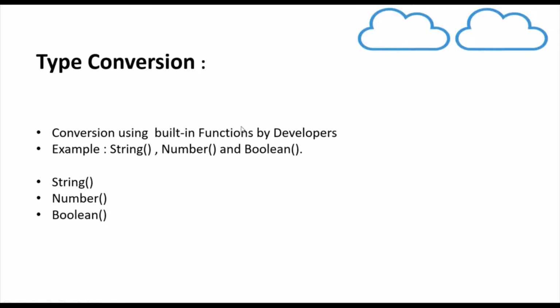So whenever a JavaScript developer is working on a particular code, there may be a scenario where he or she wants to convert a value from one data type to another. Okay, and that can be achieved using some built-in functions present in JavaScript. So for example, we have the String function to convert any data type into string. Then we have the Number function for converting values from different data types into number, and then we have the Boolean function. Okay, so let's look into this in VS Code and let's see how we can achieve this.